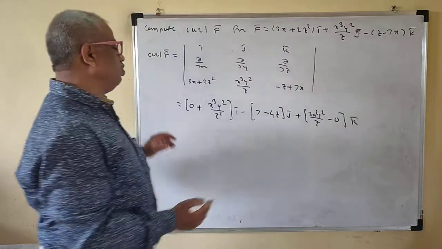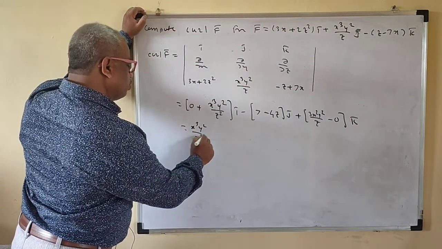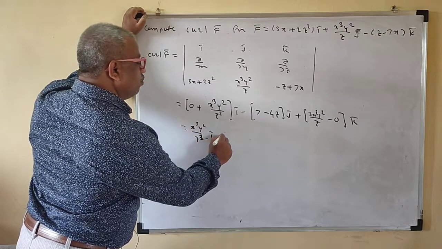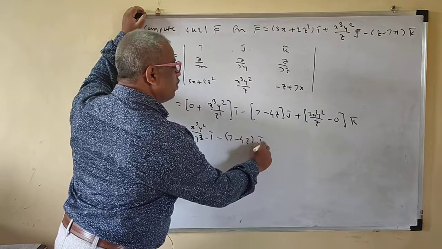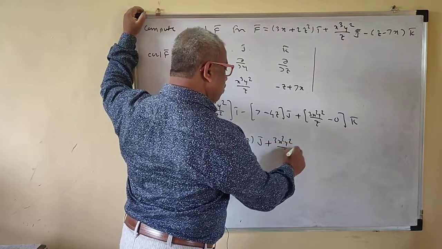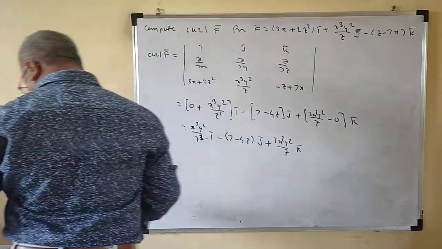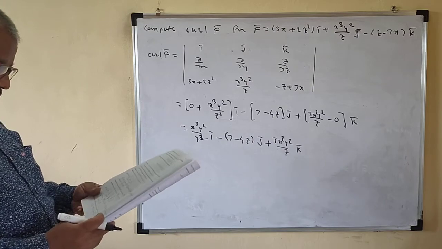And just write all this: x cube y square upon z square i bar, minus, we write minus as it is, (7 minus 4z) j bar plus 3x square y square upon z k bar. Okay, so this will be your answer.